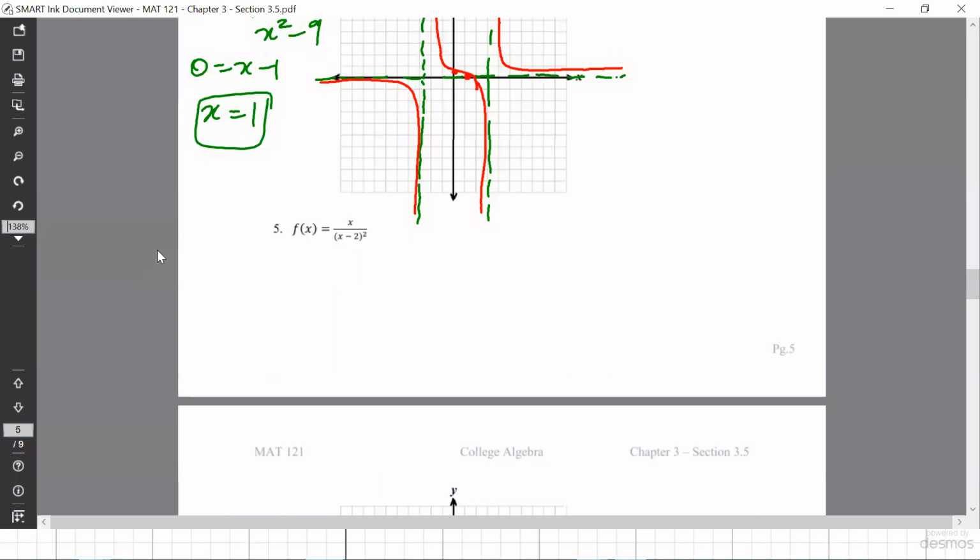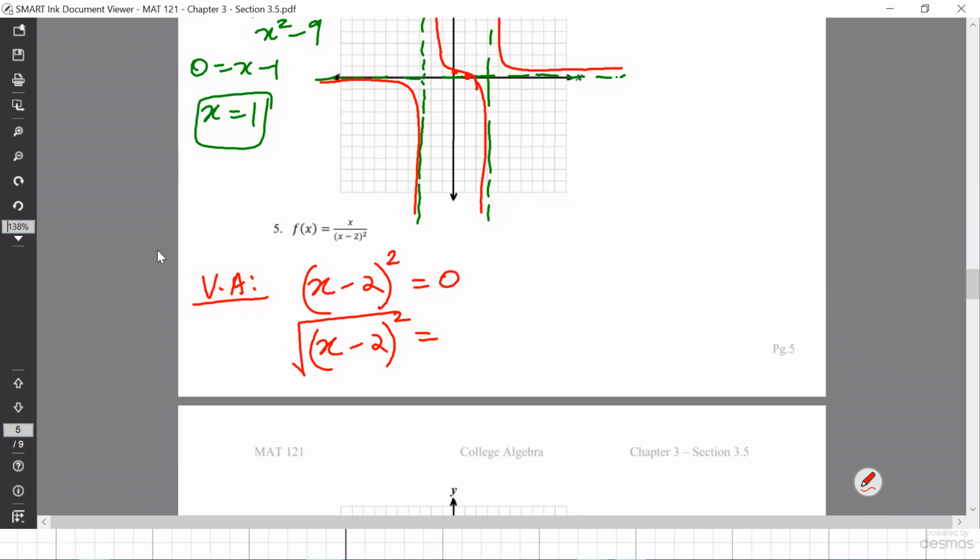Okay, so can you tell me where our vertical asymptote for number 5 is? Two, why? Plus or minus 2, or just 2? All right, let's see. So this is our denominator, set it equal to 0. To get rid of the square, we would use square root. Square root, of course, gives you plus or minus.